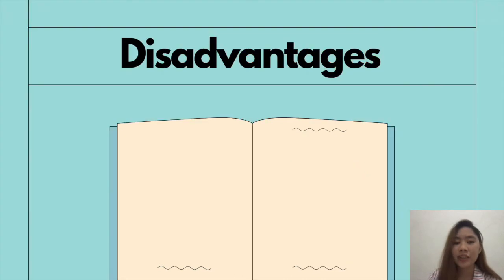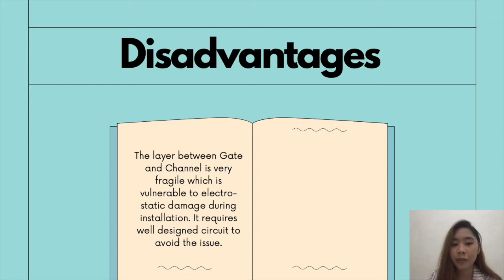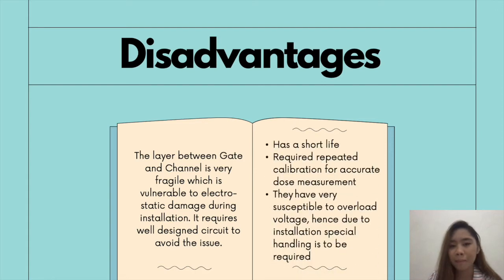But there are also disadvantages for the MOSFET amplifier circuit. The layer between the gate and channel is very fragile, which is vulnerable to electrostatic damage during installation. With that, it requires a well-designed circuit to avoid the issue. Furthermore, it has a short life. It requires repeated calibration for accurate dose measurement. And lastly, they are very susceptible to overload voltage. Hence, due to this, special handling is required during installation.